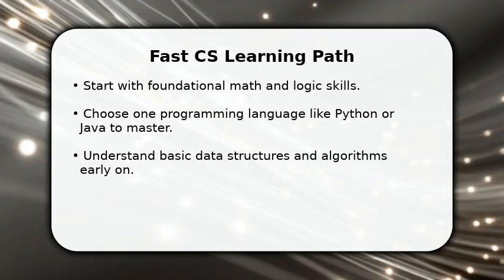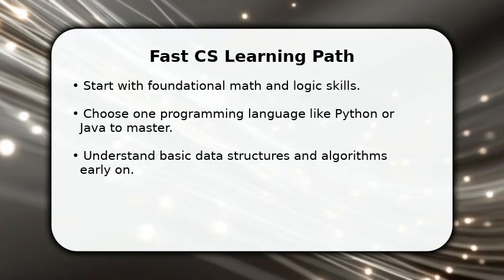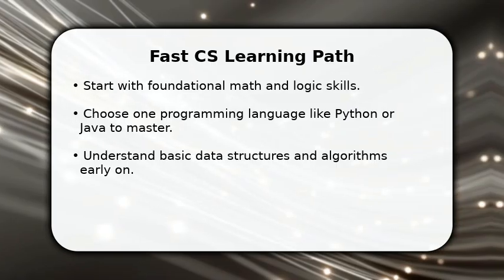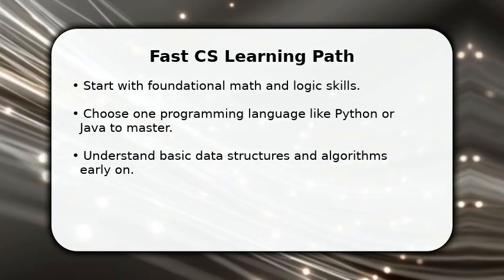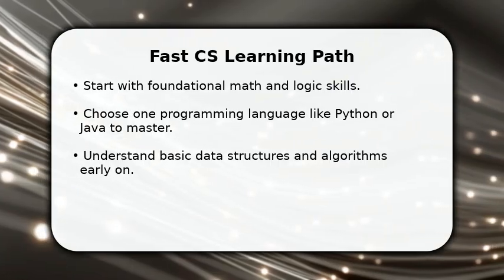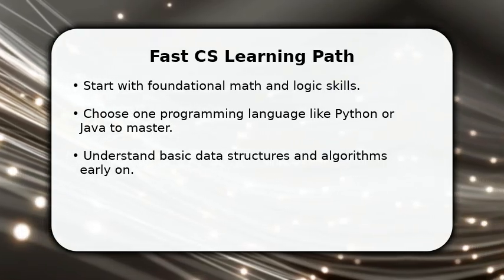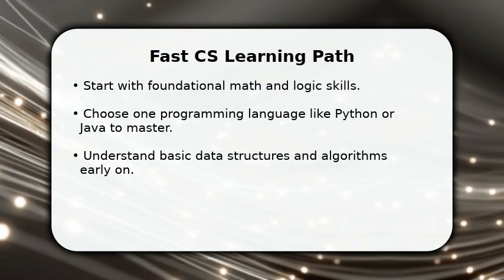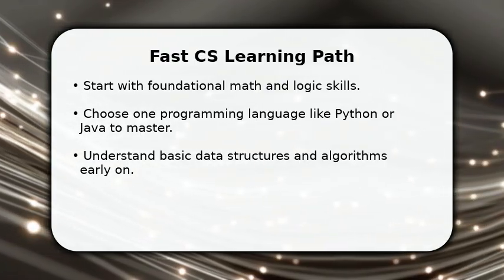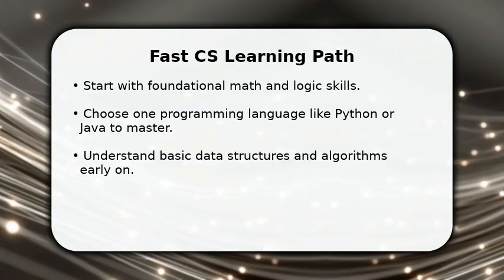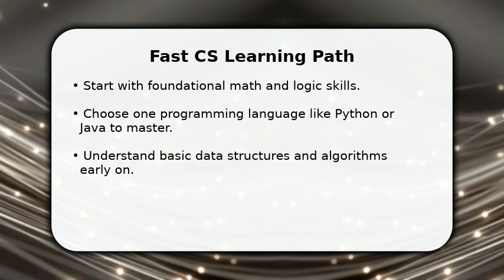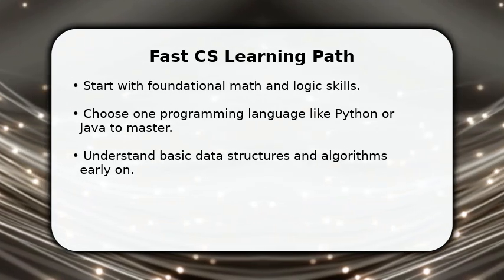In this video, I will explain how to learn computer science fast. Begin by building a strong foundation in mathematics and logical thinking. Next, select a versatile programming language, such as Python, and commit to mastering its fundamentals. Simultaneously, start exploring core computer science concepts like data structures and algorithms. This structured approach ensures you build knowledge efficiently and effectively, setting you up for rapid progress in your learning journey.